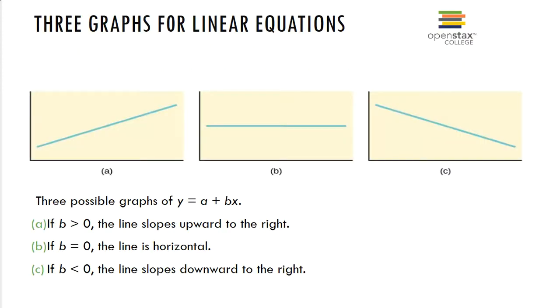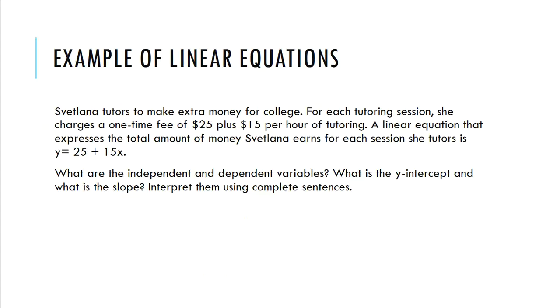Let's look at these possible graphs for linear equations. In the first, if b, your slope, is greater than 0, the line slopes upwards to the right. In the second, the slope equals 0, which means it's a horizontal line. There's no rise or run going up. It's just flat. In the third, if b is less than 0, the line slopes down to the right. You can have negative slopes, positive slopes, or a slope of 0. This is just showing every combination you can have.